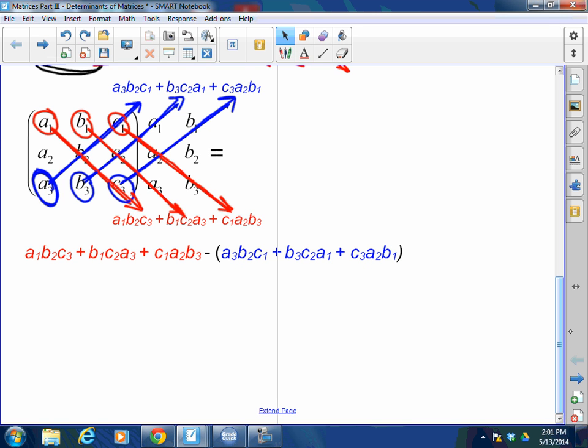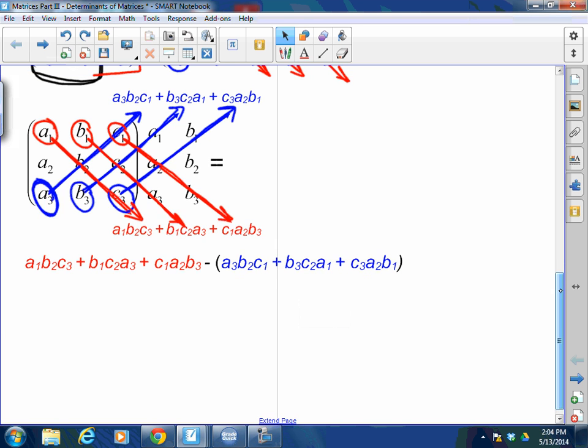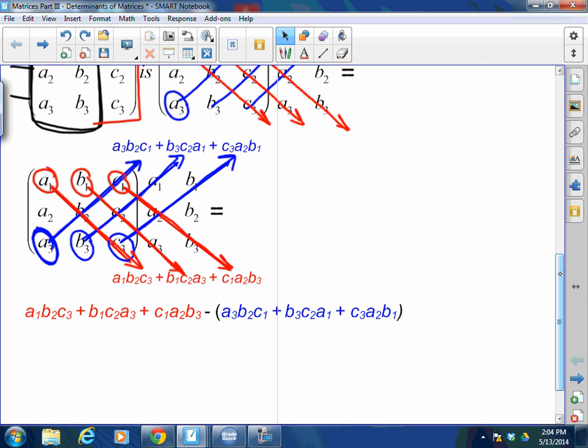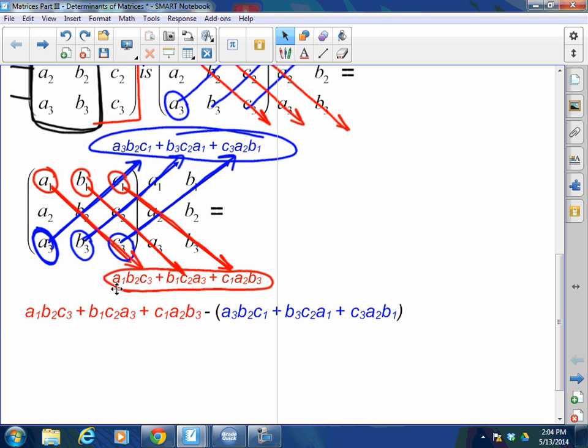Let me just make sure. Hold on. So, no, guys, yeah, it's my red minus blue. So these guys minus these guys. Okay? It's red minus blue.